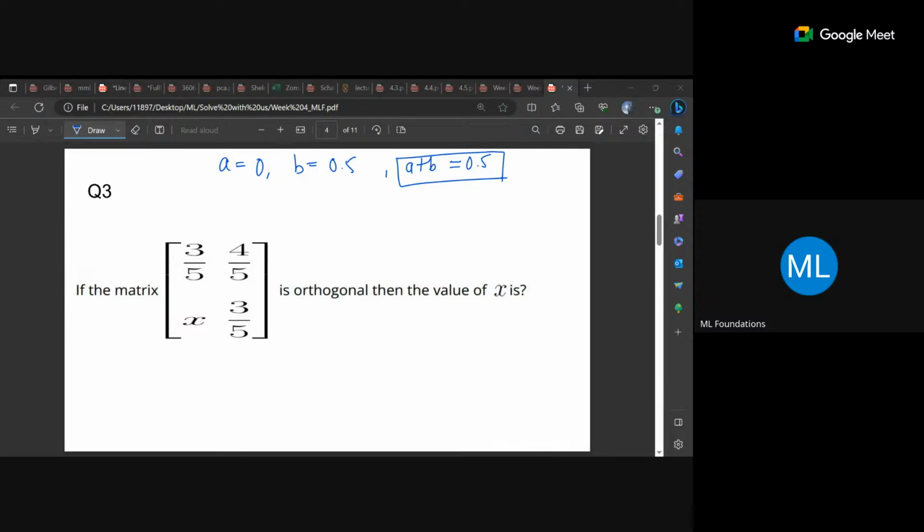Yeah. So how do you find it? The dot product of the columns should be 0. Yeah, so you will get x equal to minus 4 by 5. Okay, so I'll move to the next one now.